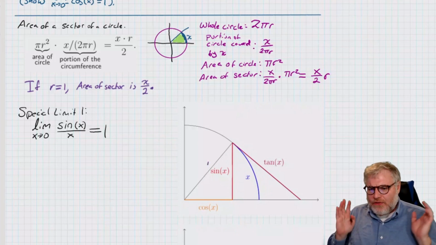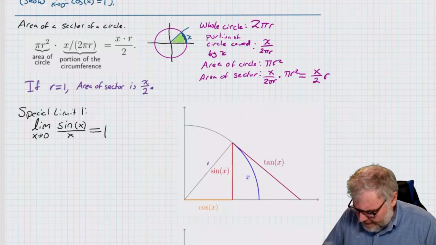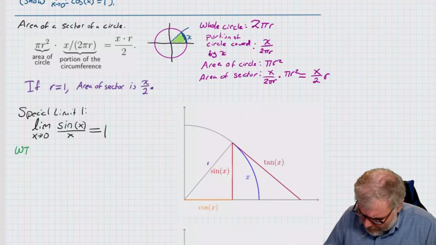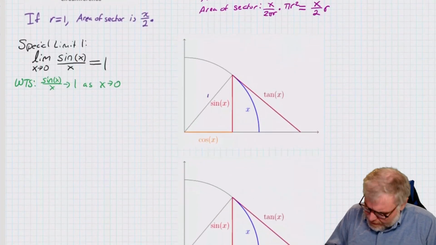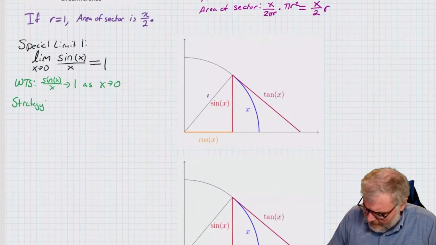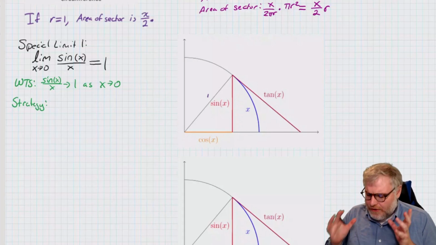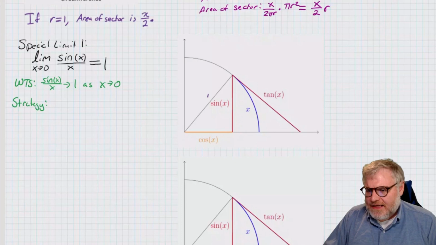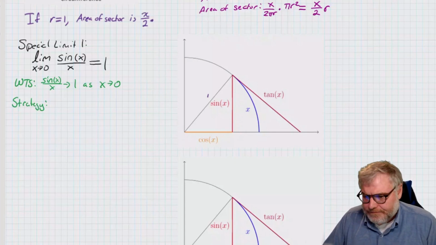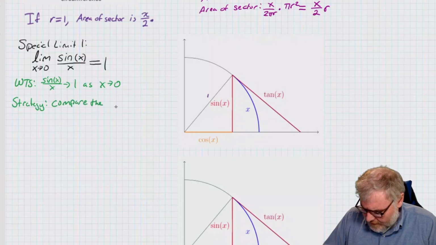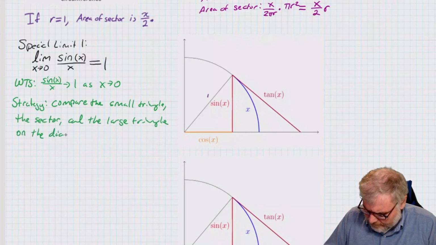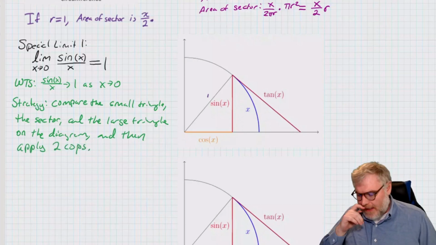And so what we're going to do is compare 3 areas, okay? So that's going to be our strategy here. We'll write our introduction: we want to show that sine of x over x goes to 1 as x goes to 0. And the way we're going to do this, our strategy, is to compare the small triangle, the sector, and the large triangle on the diagram, and then apply 2 cups.